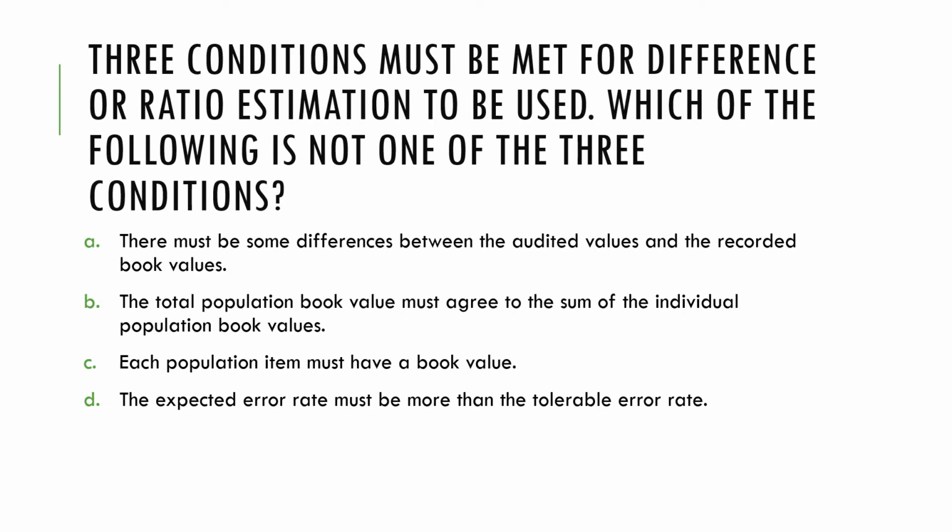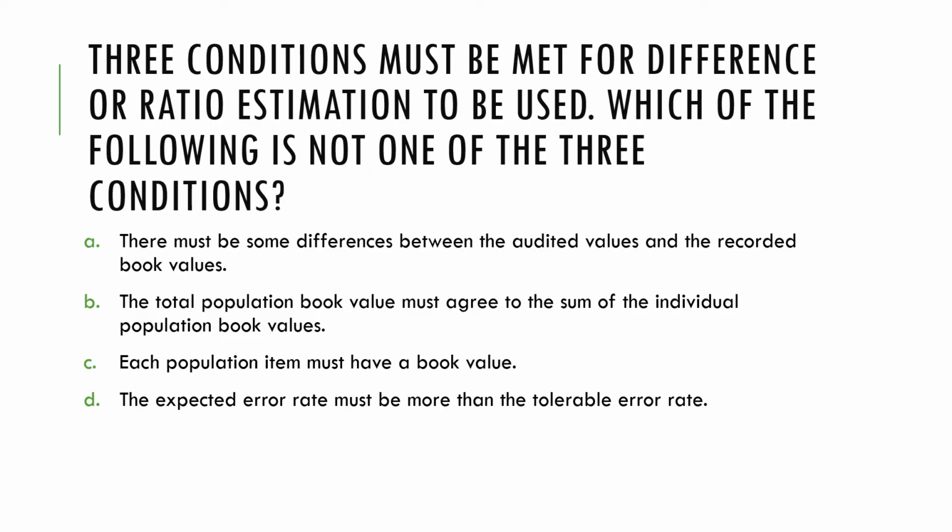Next, three conditions must be met for difference or ratio estimation to be used. Now, these are the projection techniques that we talked about in our previous video. And then we also illustrated the fact that difference estimation is more concerned about the misstatement per unit, but if you talk about ratio estimation, it's the ratio of the misstatement found in the sample. Which of the following is not one of the three conditions when we decide to use ratio or difference estimation?